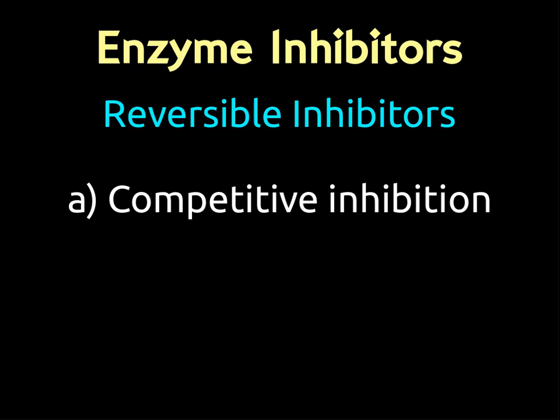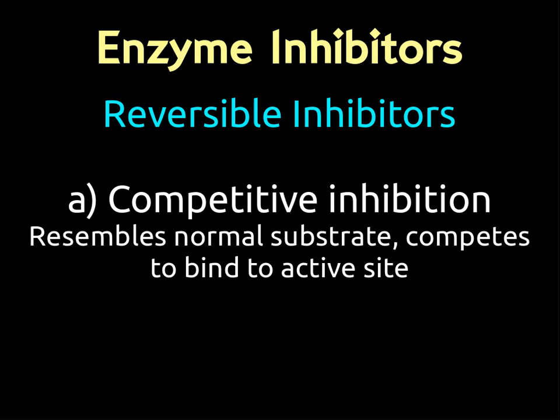In competitive inhibition, your inhibitor resembles the normal substrate of that enzyme, and it competes for the active site. So both the inhibitor and the substrate want to bind to the active site, and therefore, when the inhibitor binds to it, your substrate can't, and that prevents the enzyme from actually catalyzing the reaction on your substrate. And this keeps it from working as well.